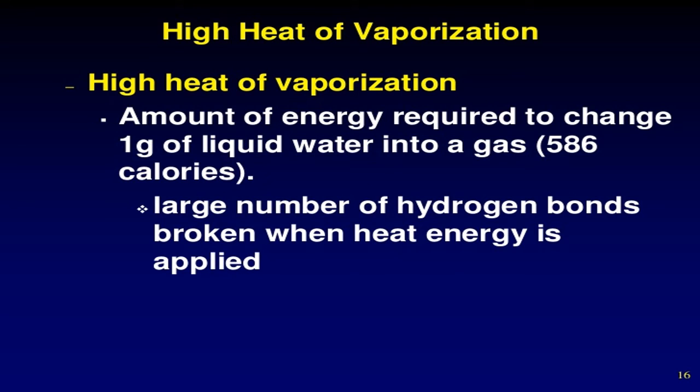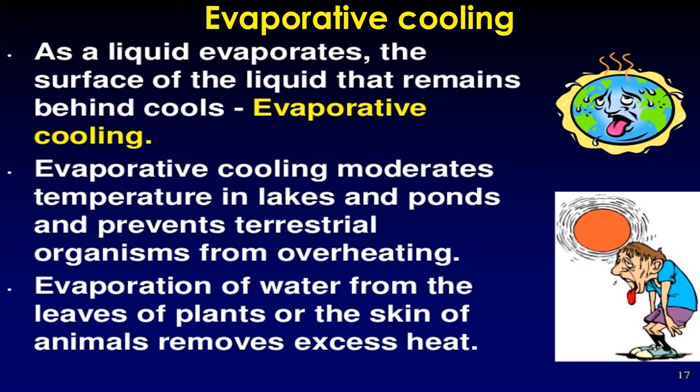High heat of vaporization: the amount of energy required to change 1 g of liquid water into a gas is 586 calories. A large number of hydrogen bonds are broken when heat energy is applied. As a liquid evaporates, the surface of the liquid that remains behind cools. This is called evaporative cooling. Evaporative cooling moderates temperature in lakes and ponds and prevents terrestrial organisms from overheating. Evaporation of water from the leaves of plants or the skin of animals removes excess heat.